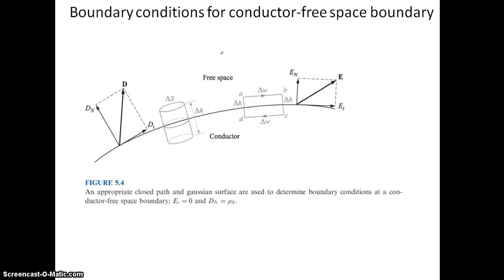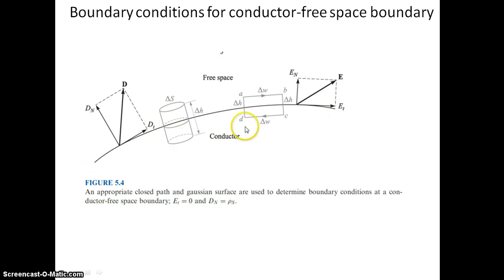Next, boundary conditions. We'll derive boundary conditions for the conductor free space boundary. So to derive the boundary conditions for the interface between conductor and free space, here we have the conductor, here we have the free space. So what is the field intensity? What are the boundary conditions?